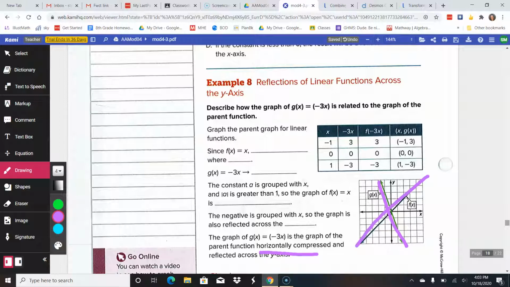Here I am. If I flip it over to here, then make it steeper, that's what it looks like, and I feel like a football coach. Okay, so it goes across that y-axis like that.